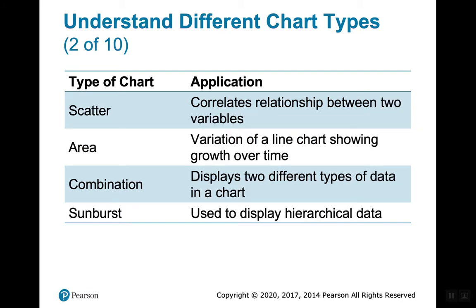All right. A couple other different chart types. Scatter charts, where we see things on an XY axis, and we'll see the correlation between the XY variables, of where things will sit relative to other data points. An area chart, a variation of a line chart, where you can just see growth over time. Combination charts, where you can combine different styles of charts in the same chart. And then something called a sunburst, which is a specialized chart used to display hierarchical data.